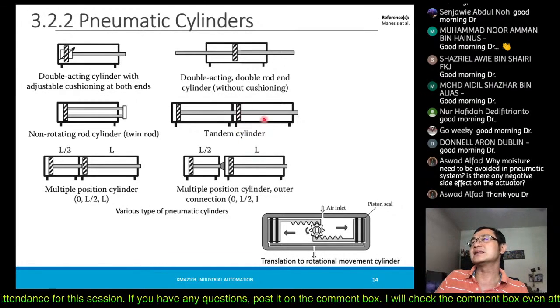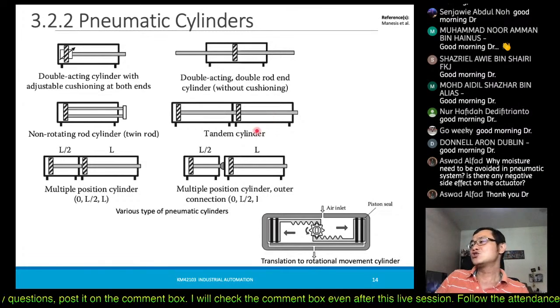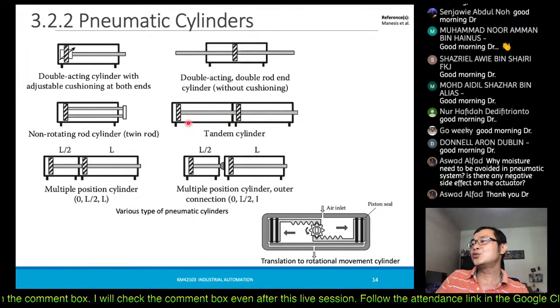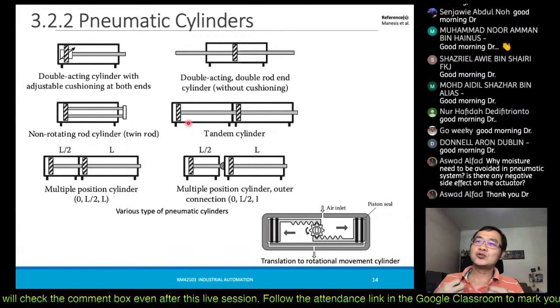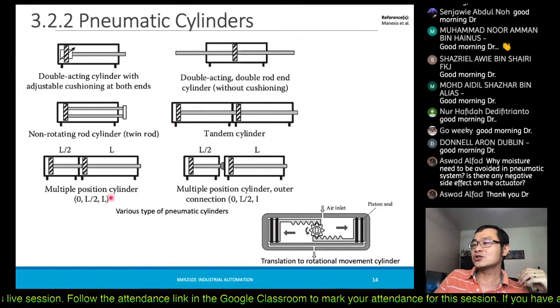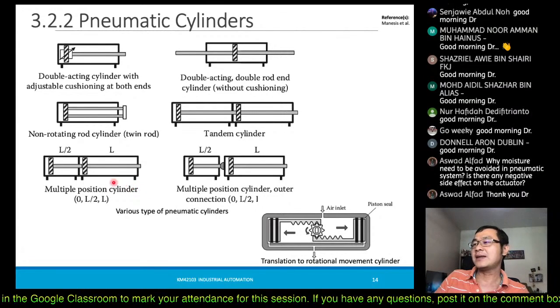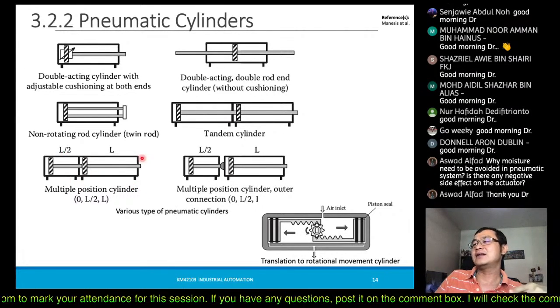Another possible usage would be the power required. So you may want a certain force, so that you may need two rods to push it over. Then also there are others like position cylinders, which can come in a half length and a full length.